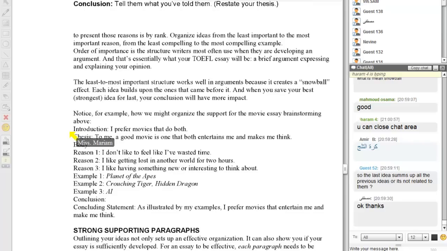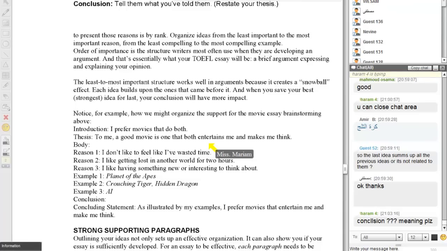Notes for guide, we are going to move to the brainstorming above. Like the introduction, I prefer movies that do both. The thesis: to me, a good movie is one that both entertains me and makes me think.